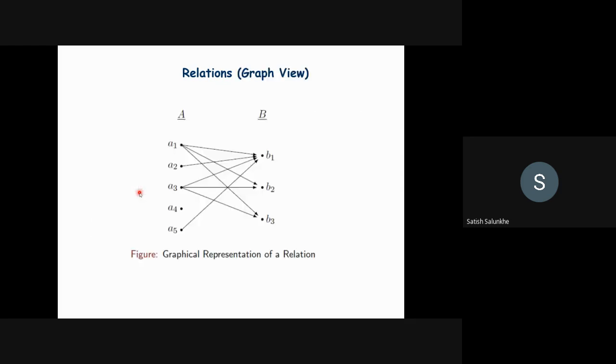Okay. So you can see visually like this. This is set A. This is set B. These are all the elements A1, A2, A3, A4, A5 belonging to set A, and B1, B2, B3 belonging to set B. And you can see there are certain elements which have a relationship with some elements in set B. So when we say there is a relationship, just check the pen. Wait.